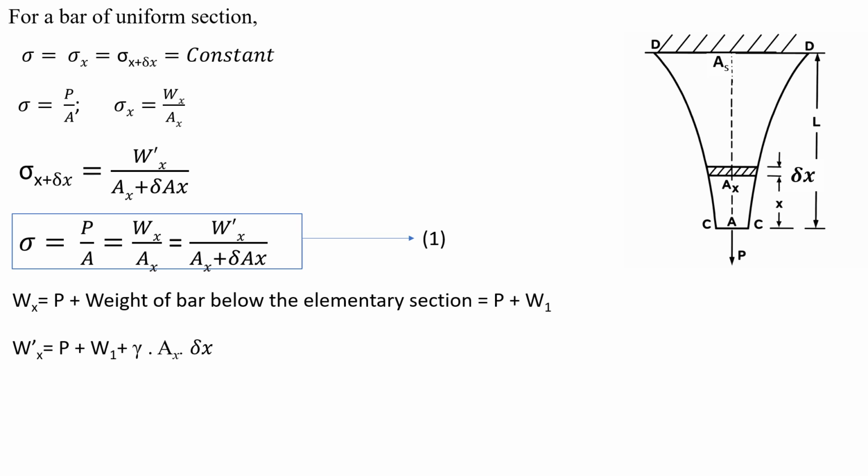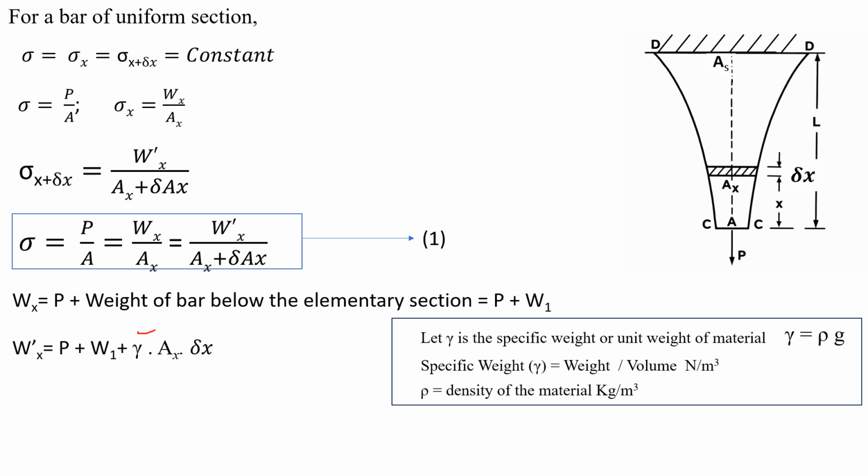Similarly, W dash x equals the force on the upper end of the elementary section, which is equal to P plus W1 plus the weight of the elementary section, which is gamma Ax dou x. So, W dash x equals P plus W1 plus gamma Ax into dou x. Here, let's consider gamma is the specific weight or unit weight of the material, which is equal to rho g.